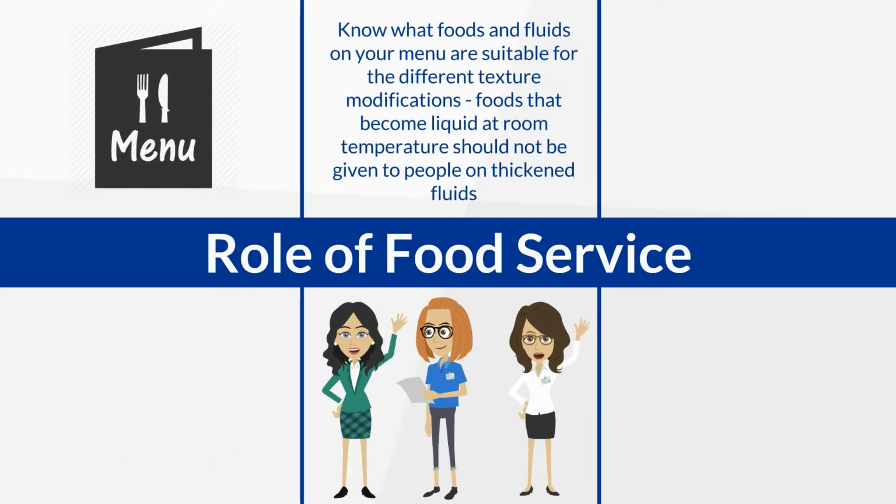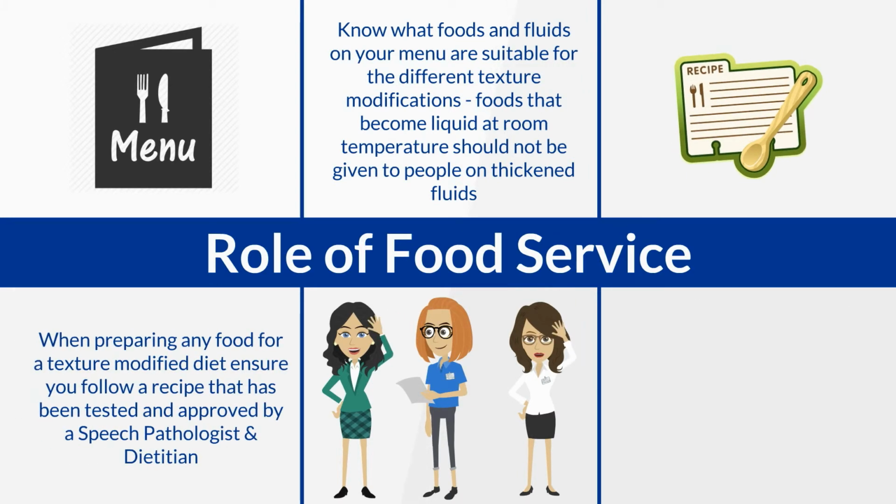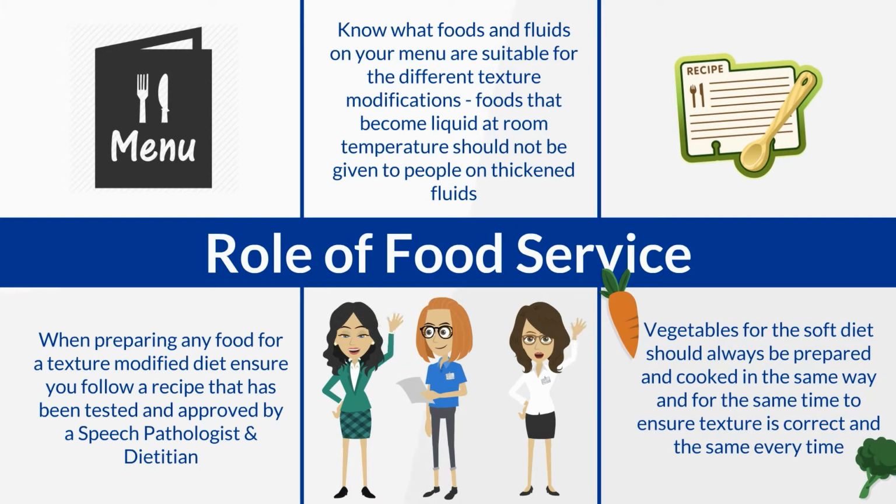First up, it's important you know what foods and fluids on your menu are suitable for the different texture modifications. For example, some foods that become liquid at room temperature, such as ice cream and jelly, should not be given to individuals on thickened fluids. When preparing any foods for a texture-modified diet, it's important you ensure you follow a recipe that's been tested and approved by a speech pathologist and dietitian. Even vegetables for the soft diet should always be prepared and cooked in the same way and for the same time. This is to ensure the texture is correct and the same every time.